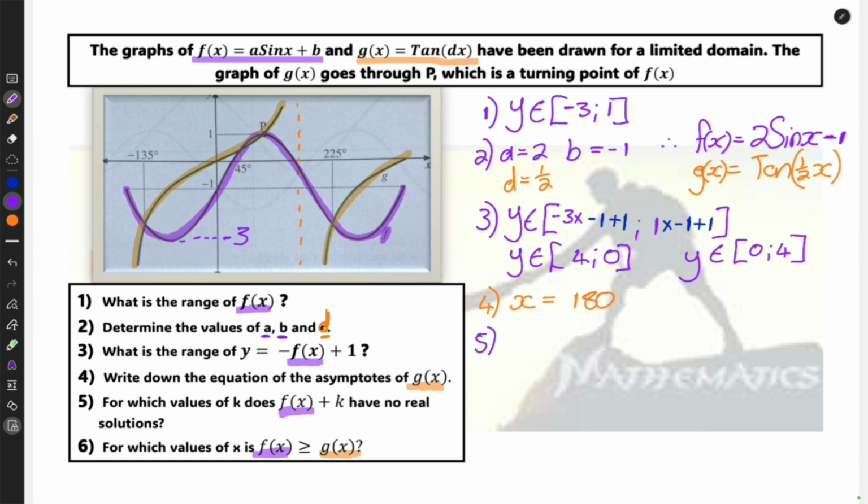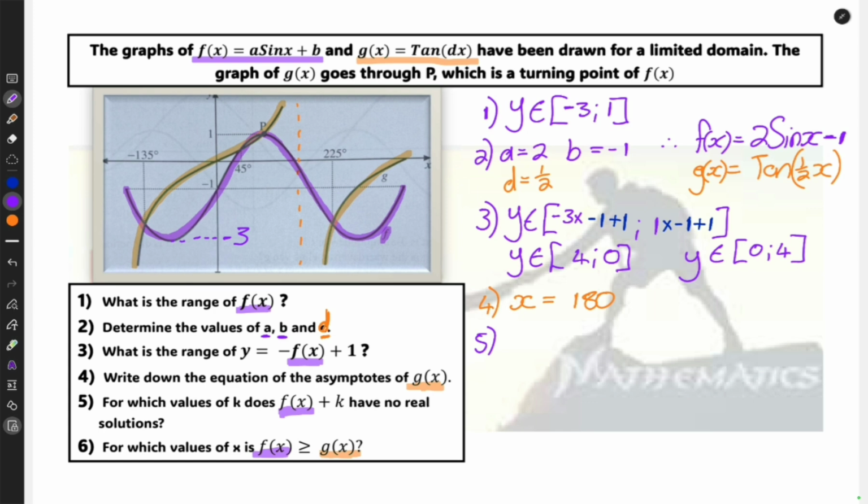Question 5 is also something you would typically see in an exam. For which values of k does fx plus k have no real solutions? So that ties in very much with functions and parabolas and things, but in this case it is a bit easier. Now, if something is plus at the very end of a function, it's just going to shift it up or down. So it's basically changing the q value. Now I can see the highest point of my graph is p, and that is at plus 1. The lowest point is at minus 3.